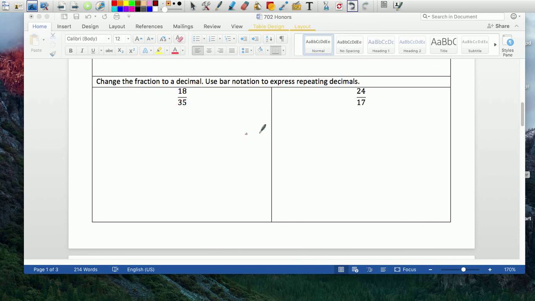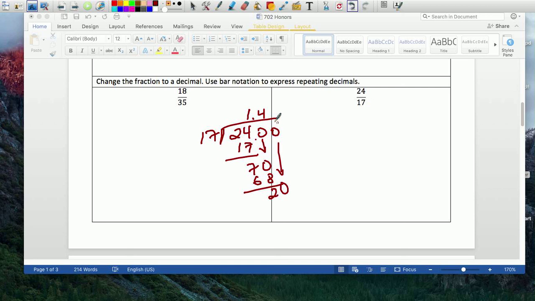Next one, 24 over 17. Yay, another one. So it's 24 divided by 17. It's going to be 1 point something. So 1, let me add some zeros. So that's a 7. Bring a 0 down. It's going to be 4. 28 goes to 68. 20 left over. Bring a 20 down. 1 again. Yep. 17. 3 left over. Bring another 0.